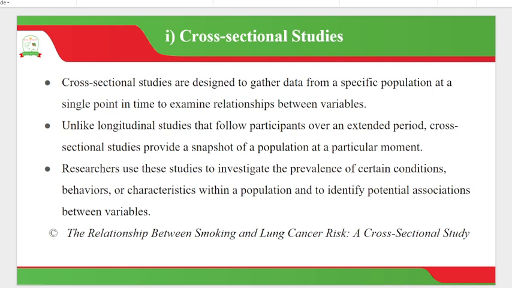Researchers use these studies to investigate the prevalence of certain conditions, behaviors, and characteristics within the population, and then we try to identify association between variables. I told you, analytical studies try to find association. You get it? Cross-sectional studies can also be analytical, and they give you an association. However, the difference is that it is at that point in time. You get it? An example here is the relationship between smoking and lung cancer risk. You add the words: a cross-sectional study.